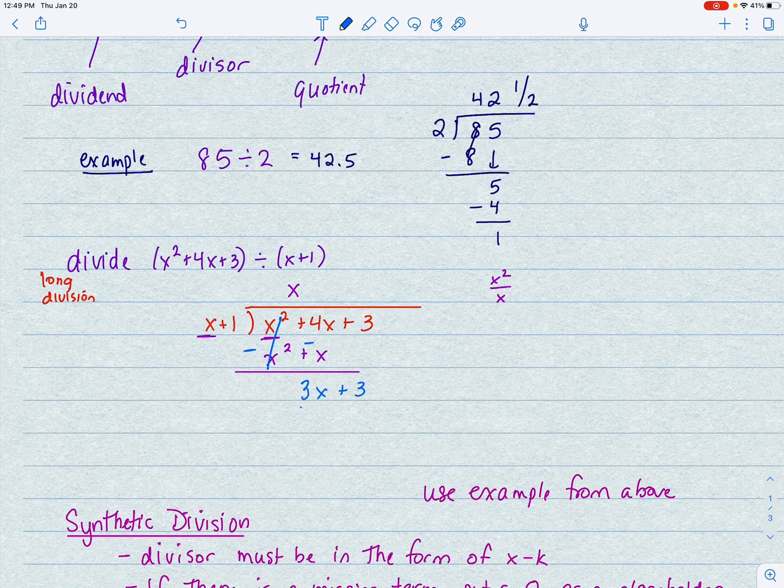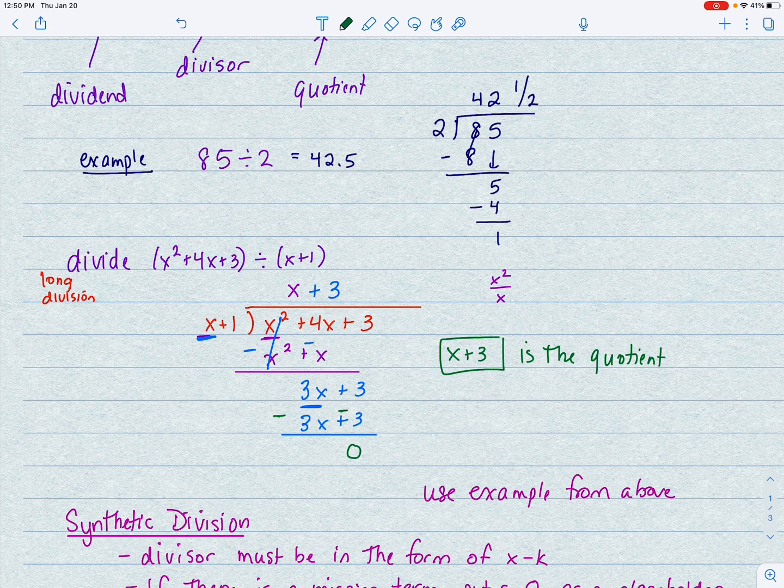Now I'm dividing just that 3x by that x, which is 3. I put that up here. Now I'm multiplying that 3 by the divisor, which also gives me 3x plus 3. Now I'm subtracting. These both turn to negative. My remainder is 0. x plus 3 is the answer, and it's also called the quotient. x plus 3 times x plus 1 would give us x squared plus 4x plus 3, which makes sense. That is long division.